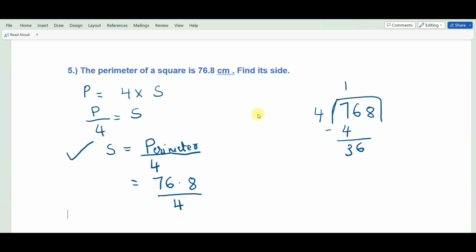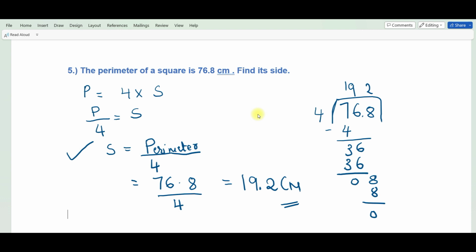I bring the 6 here. So it is 9 times of 4 will give me 36. It gives me 0. And I have 8 here, which gives me 2 times 4 as 8. As there was a decimal point here, this can be written as 19.2 centimeters. So the side of a square where the perimeter is 76.8 centimeters, the side would be 19.2 centimeters. So this is how you can find the side from the perimeter.